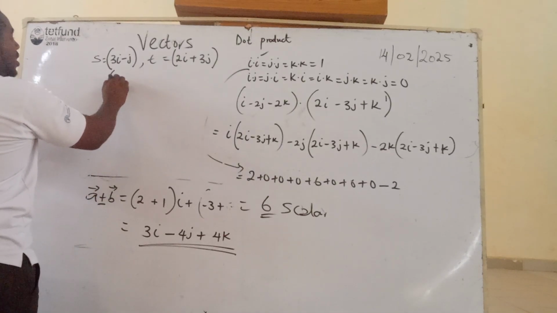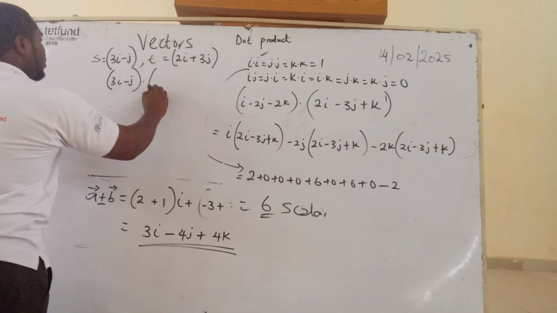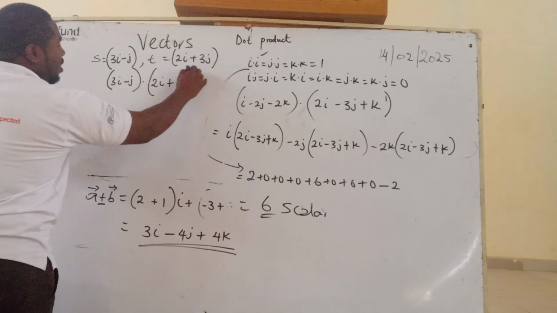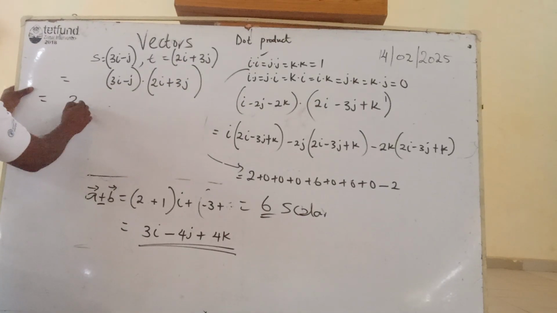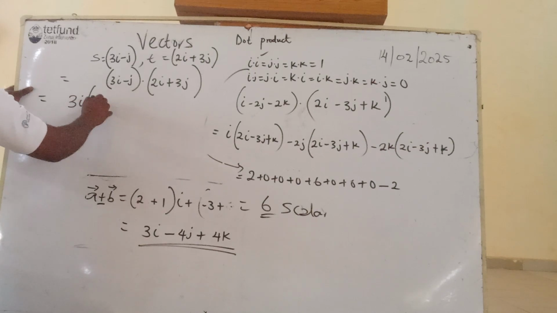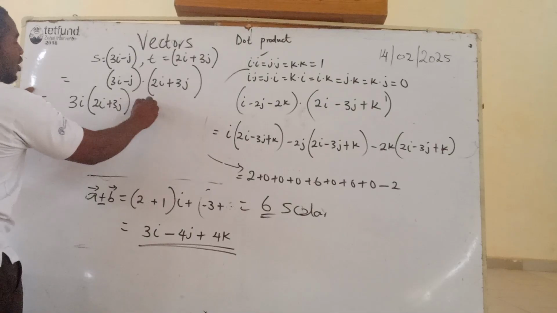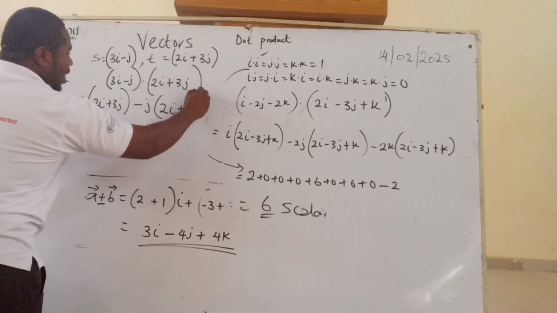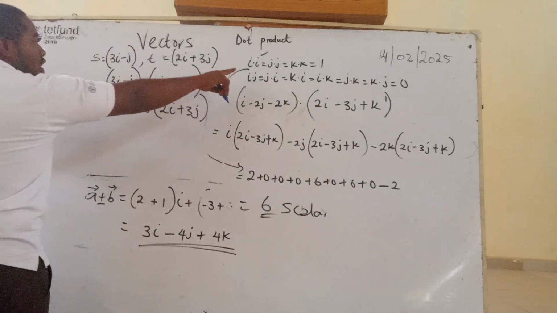So it's going to be 3i minus j, dot product with 2i plus 3j. So this is going to be 3i into 2i plus 3j, the second component minus j into 2i plus 3j. Fantastic. You now recall this.